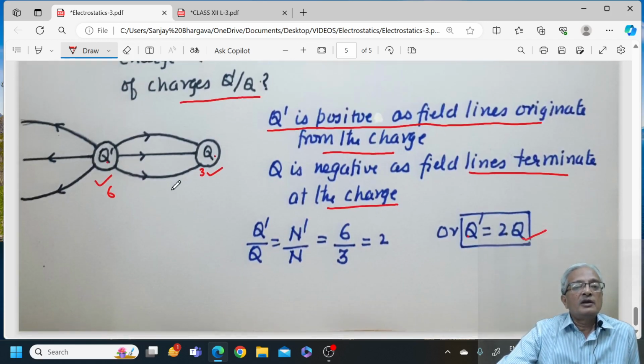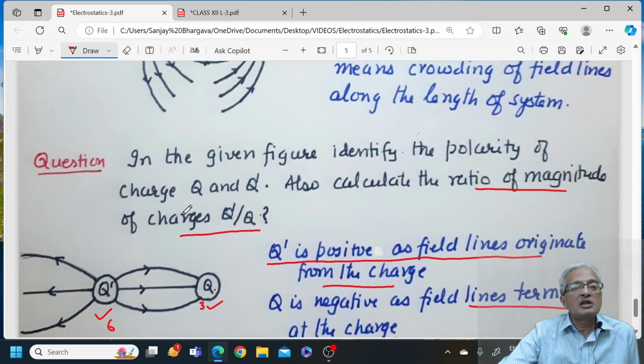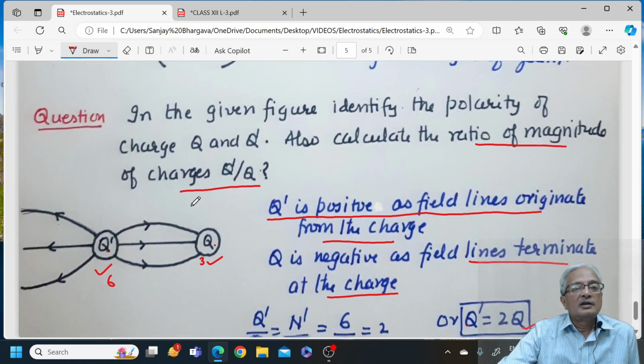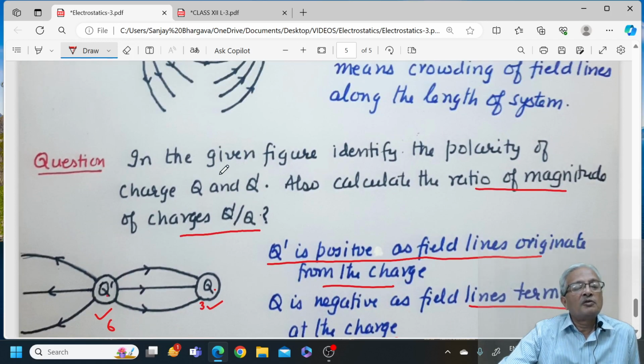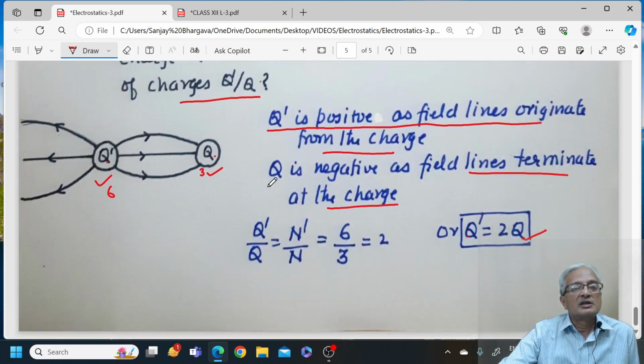So today we were able to understand the concept of electric field, the properties of electric field lines, and how to draw field lines for different types of systems of charges. So that's all for the day.